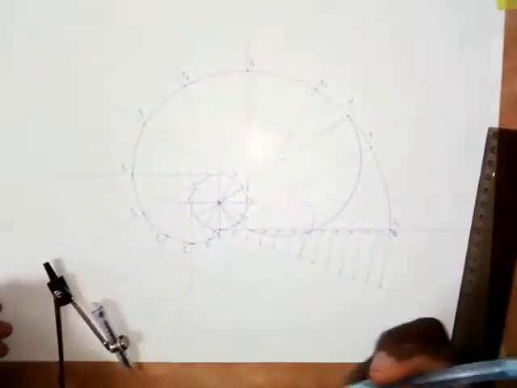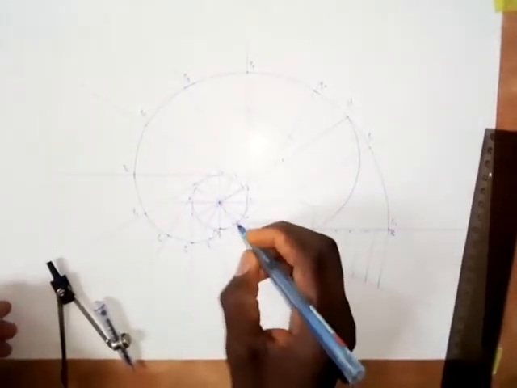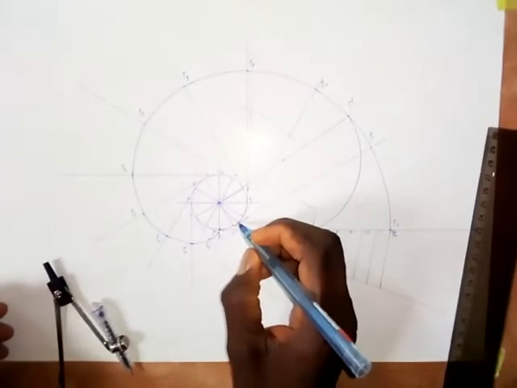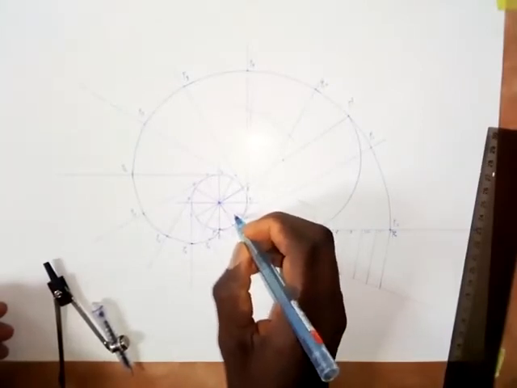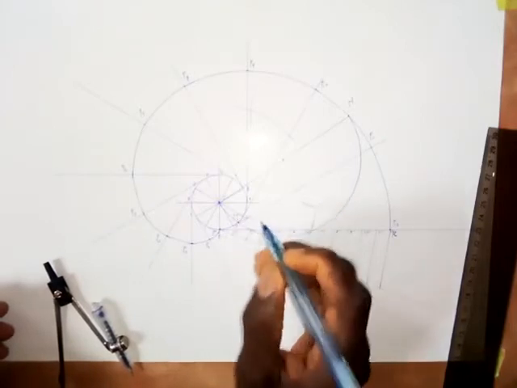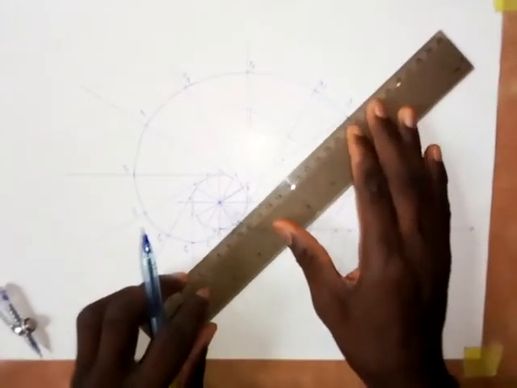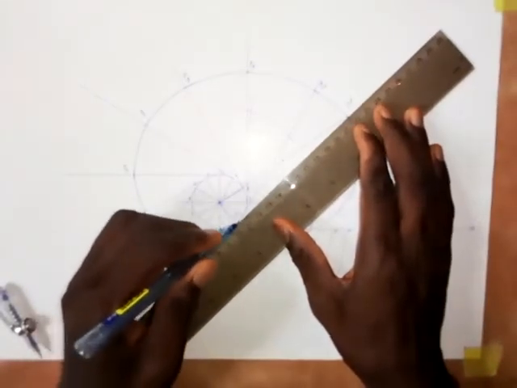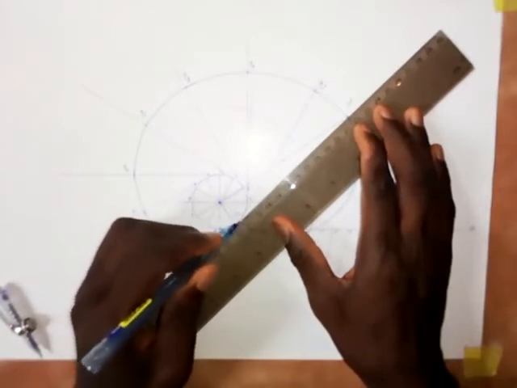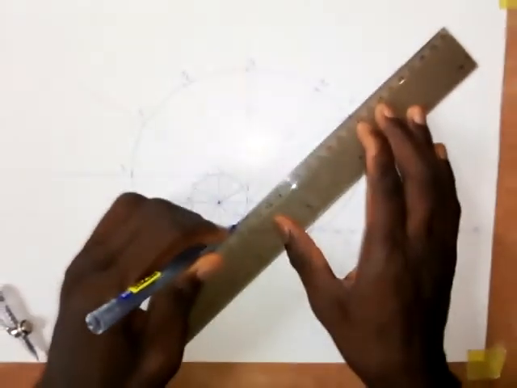The semicircle touches the given circle at this point. I will call this point M. You now join MN together with a straight line. It goes like this. And this line MN is also a tangent to the given circle. So draw a line like this from here to here.